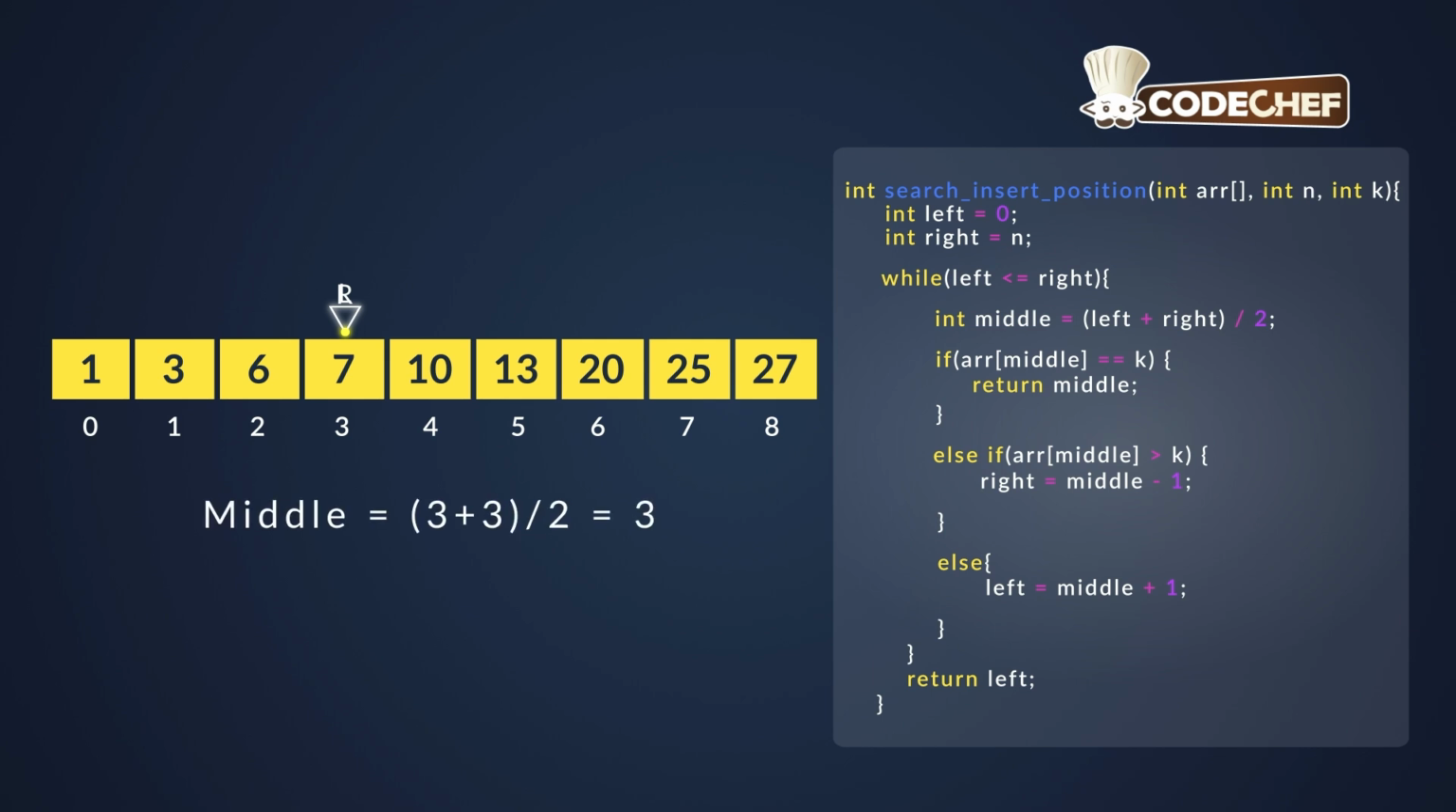New middle index, 3 plus 3 divided by 2 equals 3. The middle element is 7. Since 9 is greater than 7, we move left to middle plus 1, which is index 4.